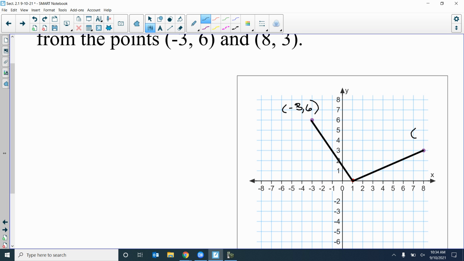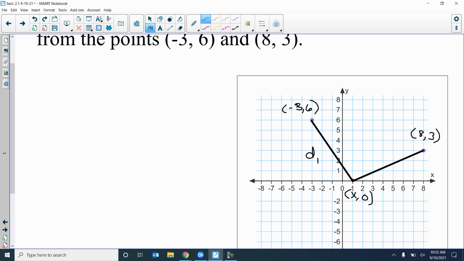This is the point over here, (8, 3). How can I label that point there? You can't say (1, 0) because that was just an estimate. So how do we label it? (x, 0). We know it has to have a 0 for the y-coordinate because it's on the x-axis.